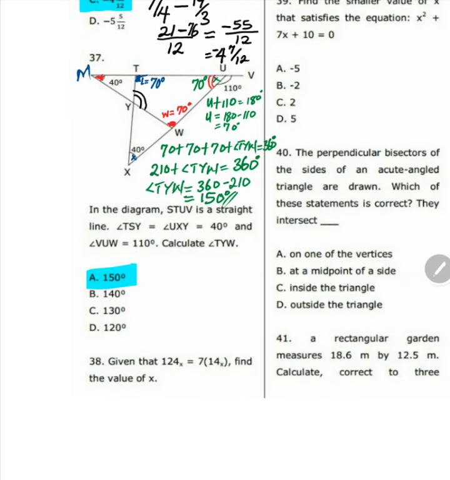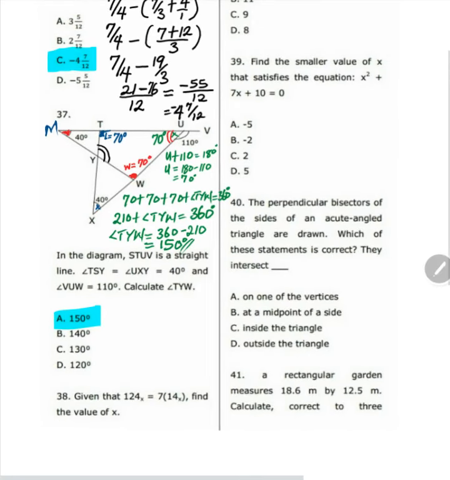All right. Question number 38. Given that 124 base x is equal to 7 into 414 base x, find the value of x.